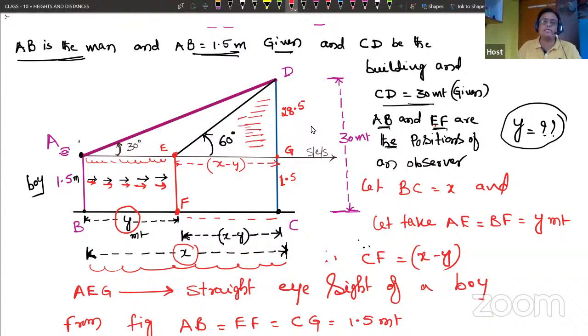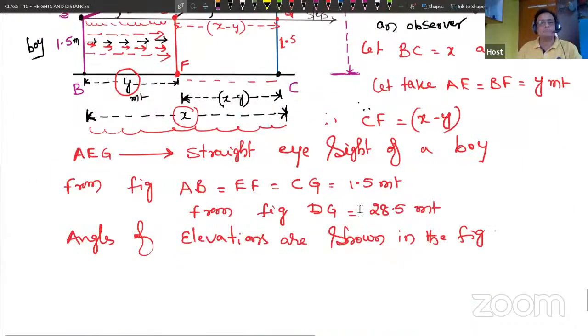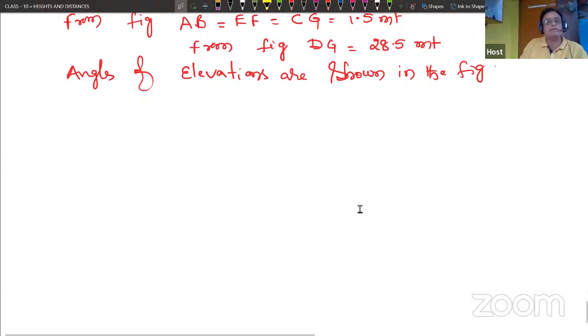I'll take triangle DEZ. This distance is 2.5 already. Ultimately, our target is the distance he has traveled towards the building, which we have taken as y meters. This distance only has been asked to calculate. That is why we have to find y now. So first consider this right angle triangle, from the right angle triangle DEZ.